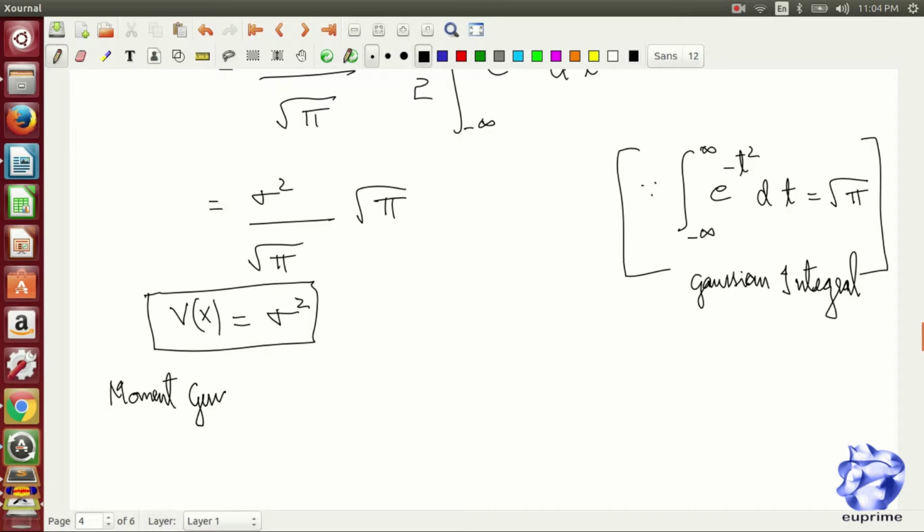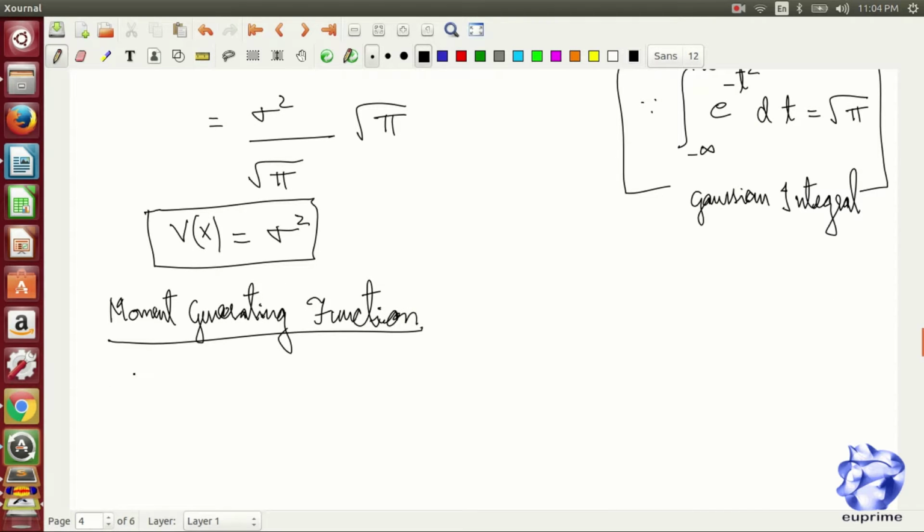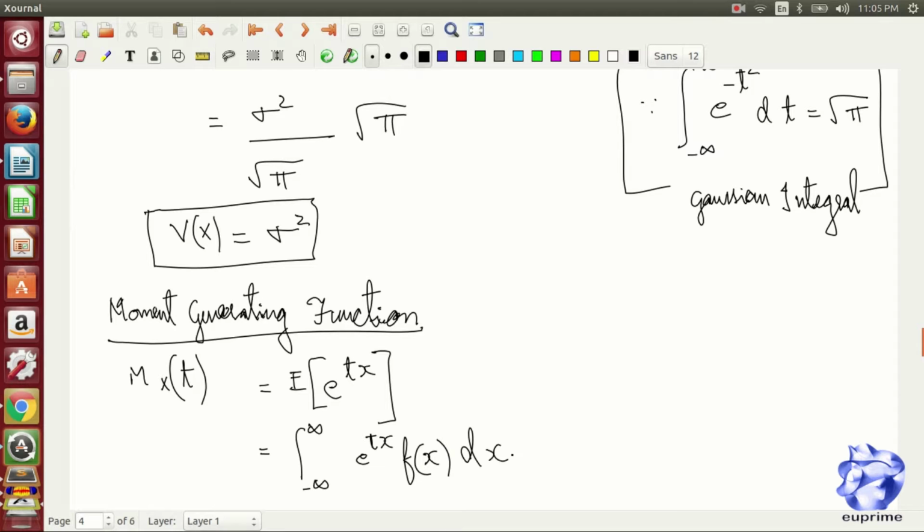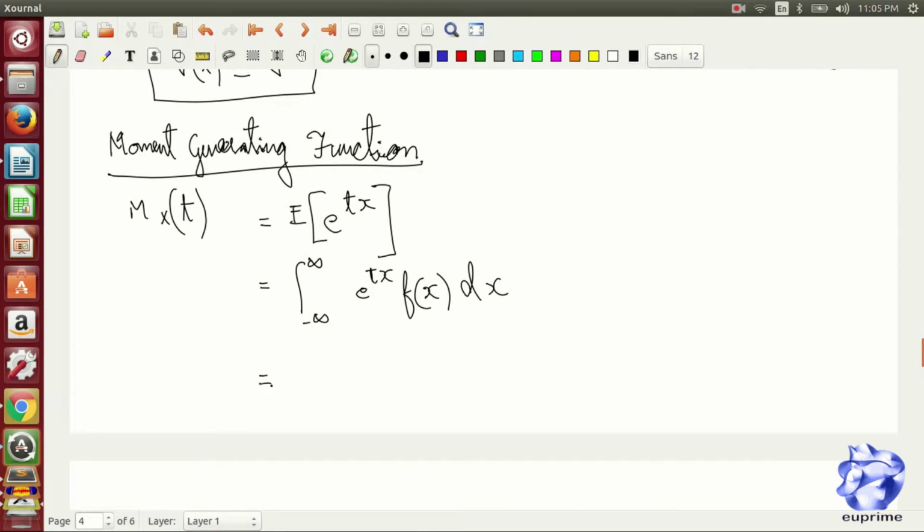Now next we find the moment generating function. For the moment generating function we take Mx of t, which is again e to the power tx. We integrate this as follows: fx of t. Now we expand fx of t as given before. We get sigma out of this equation.